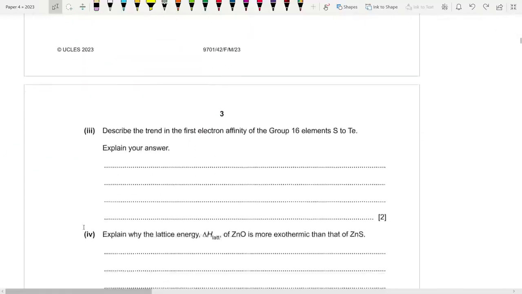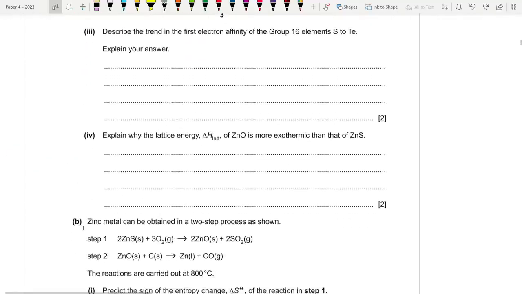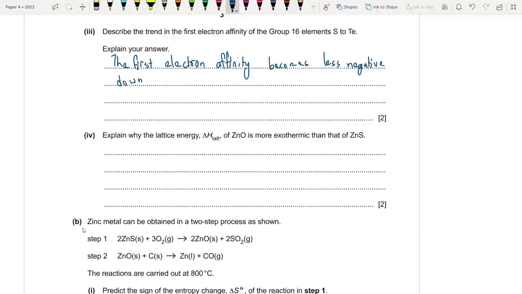Okay, so this is the first time I've seen this question. Actually, I haven't seen this before. So let's write this down. The first electron affinity becomes less negative down the group, or from sulfur to tellurium. This is the first point.